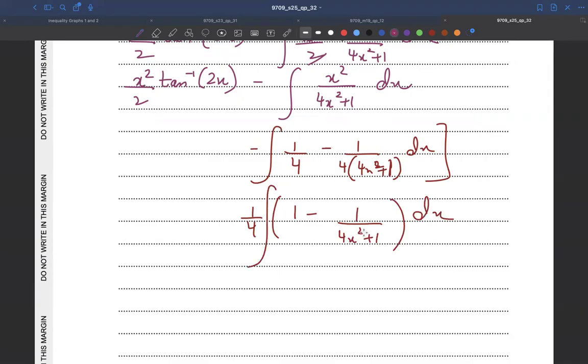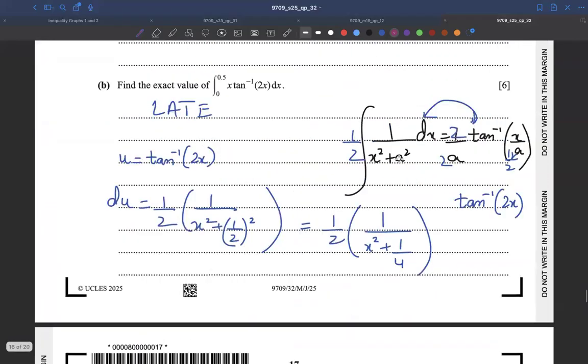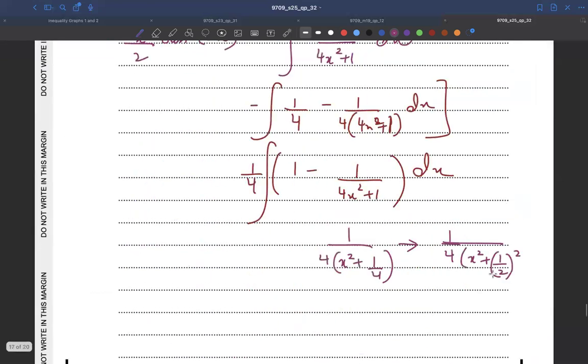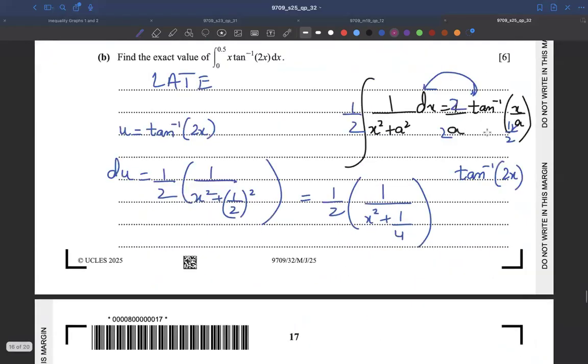Now again, for this 1 upon 4x squared plus 1, we can use the tan inverse integration. But for that, we need the x squared term with a coefficient of 1. So we can write this as 1 upon, taking 4 common, x squared plus 1 upon 4. And then the next step, we can write it as 1 upon 4 into x squared plus 1 upon 2 whole squared. Now we have it in the expression where the value of a is, sorry, the value of a is 1 upon 2. And that will be 1 upon a into tan inverse of x upon a.